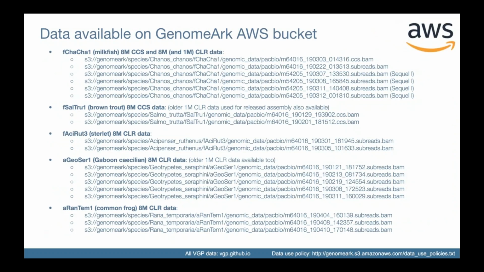So the data is available. VGP is putting out all its data as it's generated. There's a data use policy you can check out here. If you go to vgp.github.io, you can see not just this data, but all the data that the VGP is generating. This here is a summary of where you can get the data of the samples that we've run here on the Sequel II that are VGP and can be released in this manner.